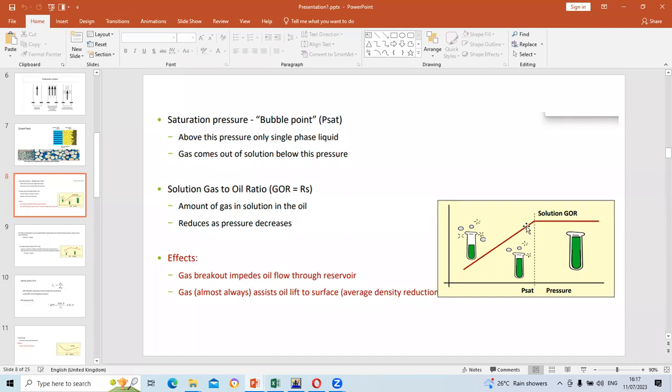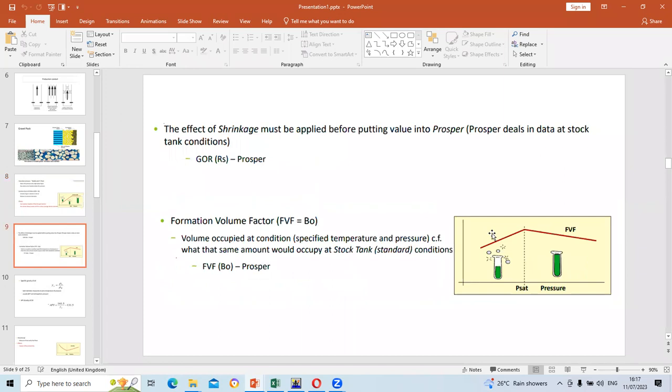As you are now moving below the bubble point, as the pressure is dropping, more and more gas is being liberated from the oil. As a result of that, the solution gas is gradually reducing. That means the amount of gas inside the oil is gradually reducing until there will come a time where all the gas has been liberated, and then you now have your oil. So this is a very important factor to consider in hydrocarbon recovery.